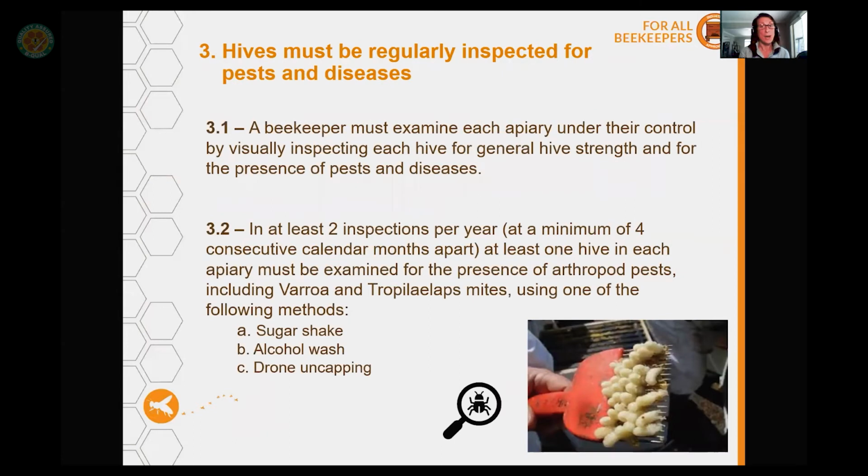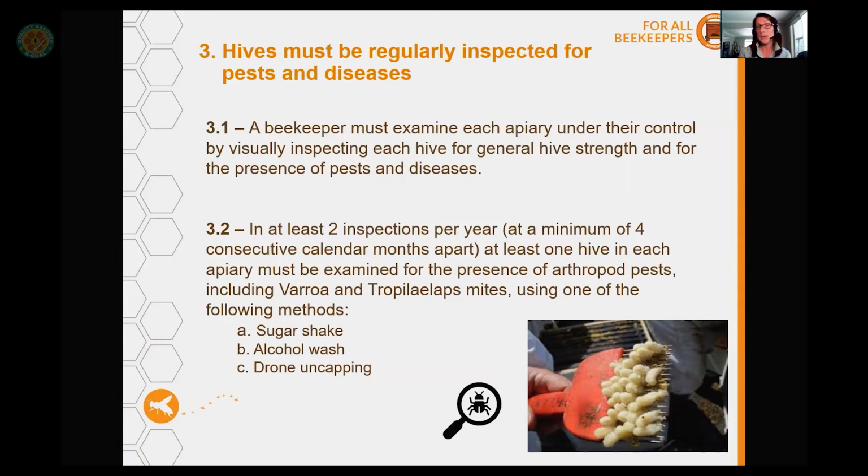Number 3, hives must be regularly inspected for pests and diseases. Now, good biosecurity is a shared responsibility between all beekeepers, and all beekeepers have an obligation to take steps to minimize the risk of pest and disease spread, both within your apiaries and to other beekeepers' apiaries. Hence, you must regularly look for pests and diseases in your hives. The code requires beekeepers to inspect their hives at least twice per year and keep accurate records of their findings. This is a minimum requirement for good bee husbandry, and beekeepers are encouraged to inspect more frequently.